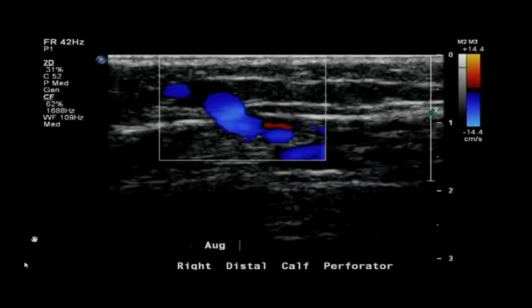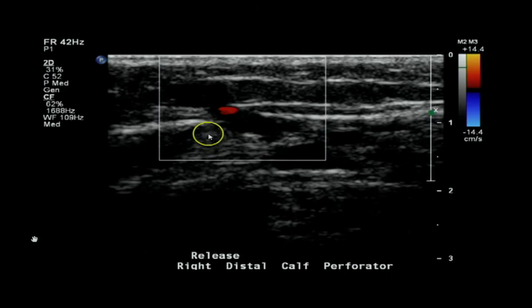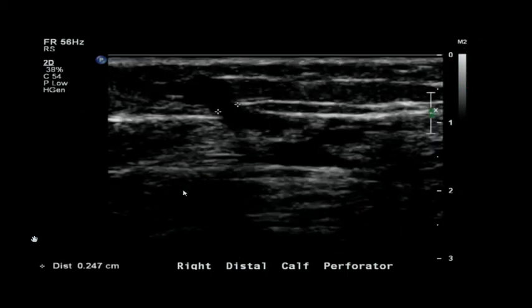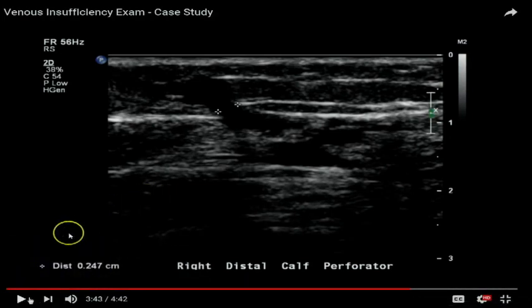Our third point is to mention any perforators that are identified. As you can see here, there's an augmentation with flow going in the correct direction away from the probe. However, upon release, you see the color red moving back toward the superficial tissue, which would be considered reflux. The sonographer mentions a diameter measurement. For the perforators, there are named perforators.